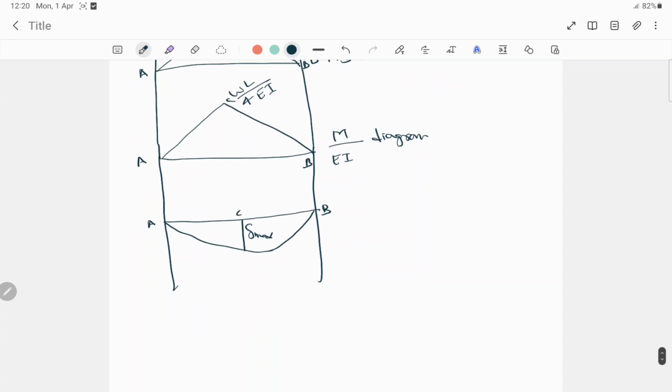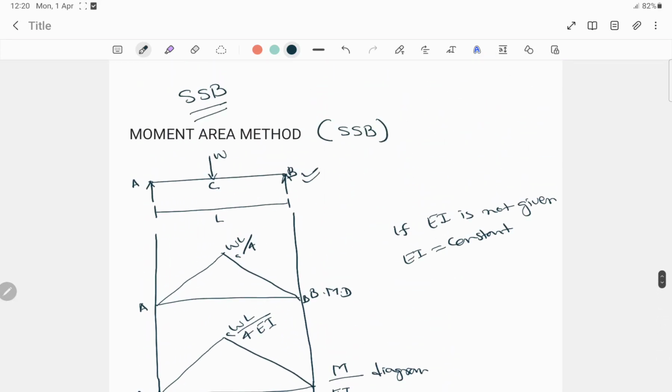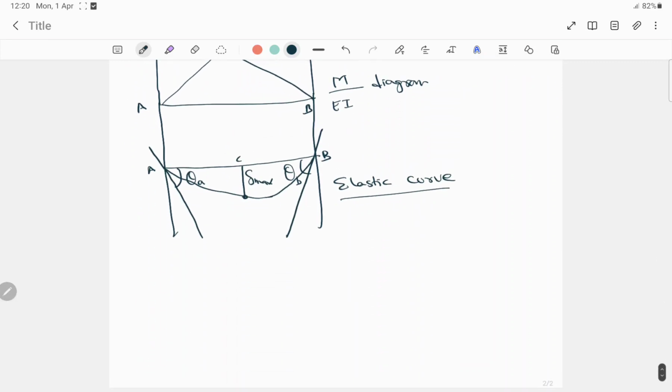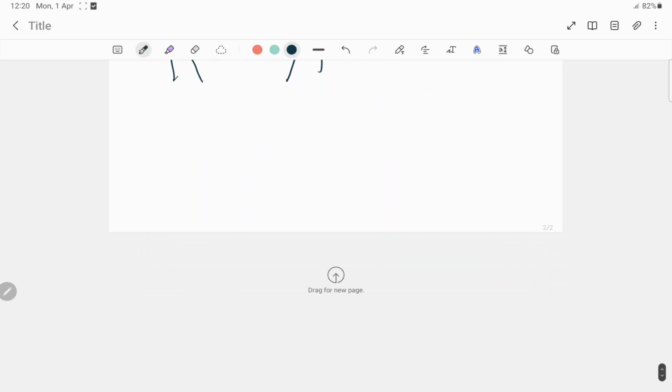At point C there will be the maximum deflection, and at A and B there will be the maximum slope. So that is the elastic curve. Now from the moment area method, we have to find the slope and deflection. First we'll start with the slope.